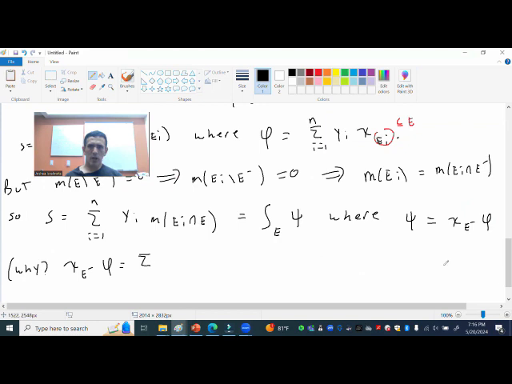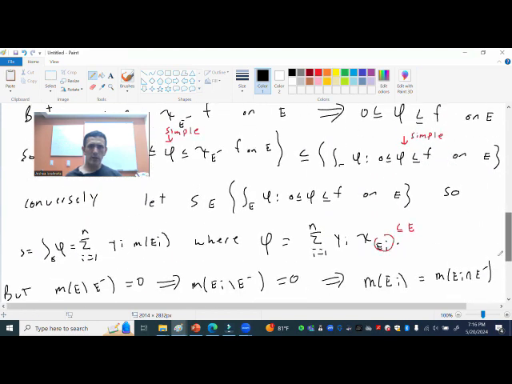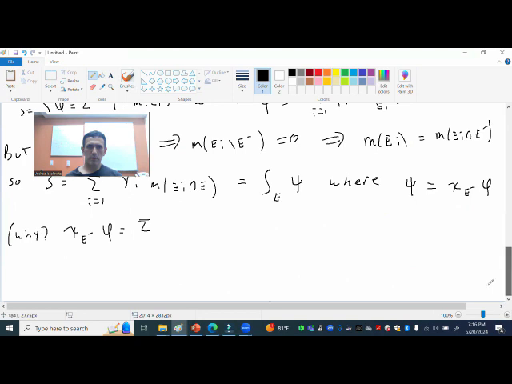I'm going to take this here and just multiply by the characteristic function of E prime. That's all I am going to do. And I'm going to distribute it. So it's the characteristic function of E prime times the characteristic function of Ei. Well, when you multiply characteristic functions, it has the effect of taking intersections.